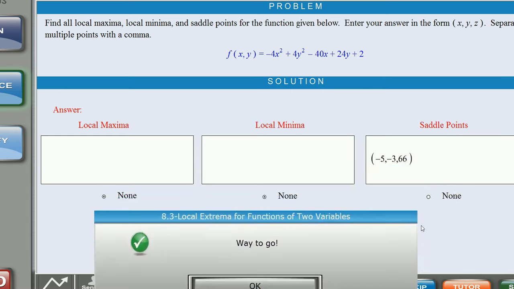Alright, so that's probably the most basic of the questions. They're all going to be polynomials. We're not giving you anything where you have to do quotient rule or chain rule or logs or e's. They're all going to be polynomials in this section. So there we go.